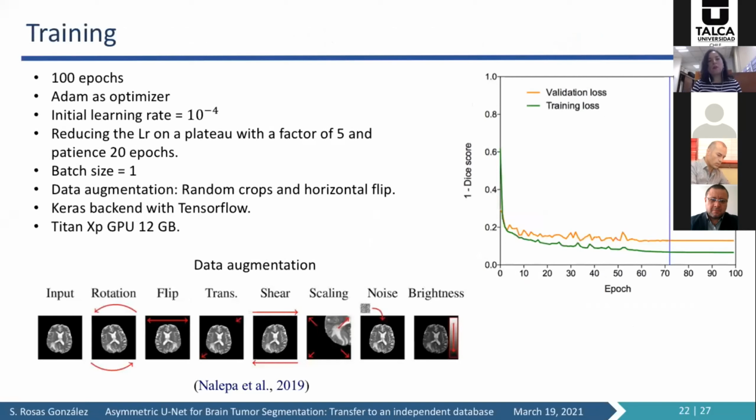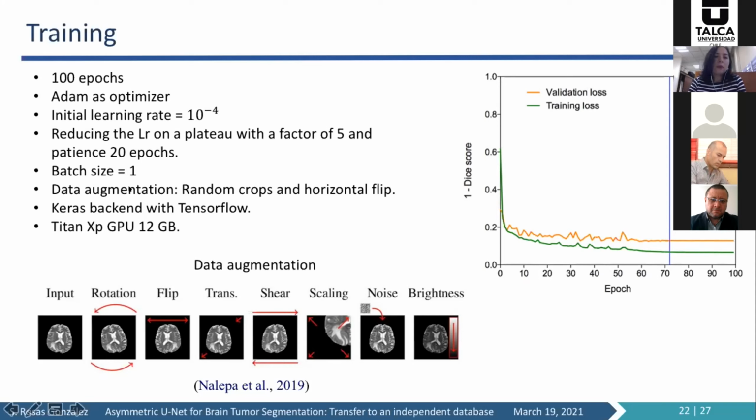These are our training parameters. We use 100 epochs and Adam as optimizer. And as we can see in our learning curves, after about 70 epochs, we reach the plateau. Our learning curves are not decreasing anymore, and the error is not decreasing. And we use a batch size of 1 because of memory constraints.